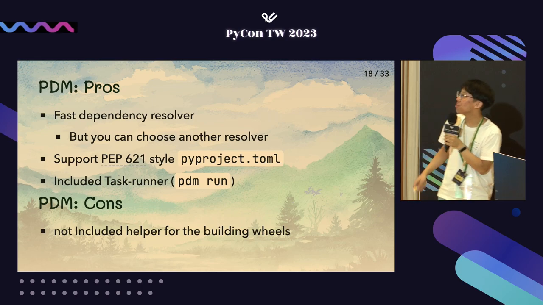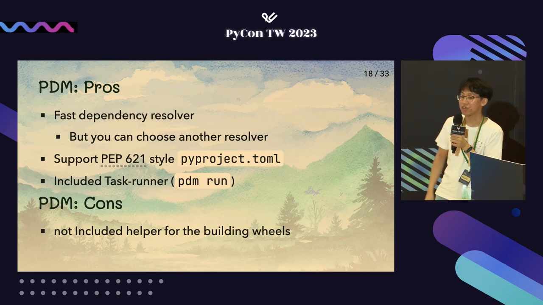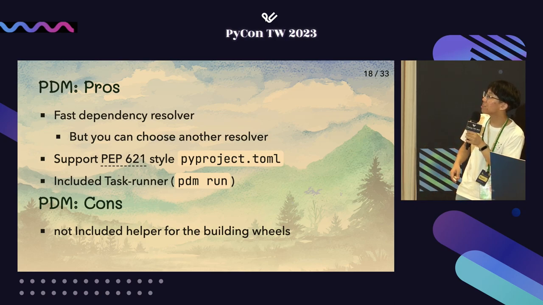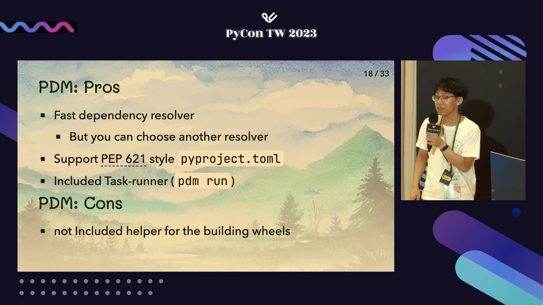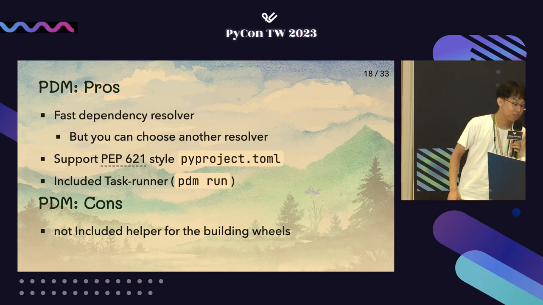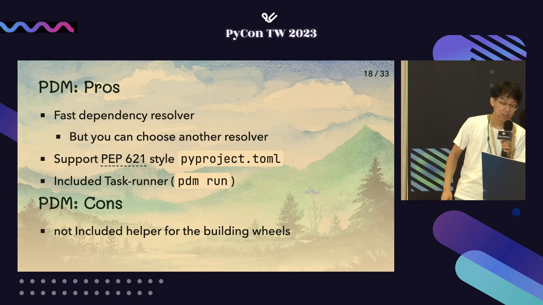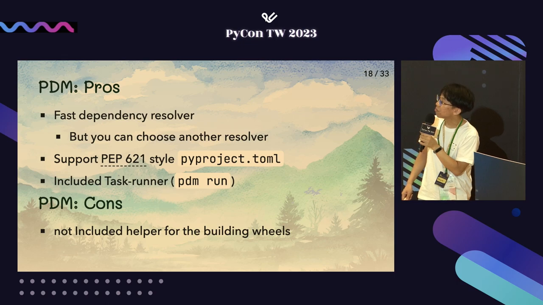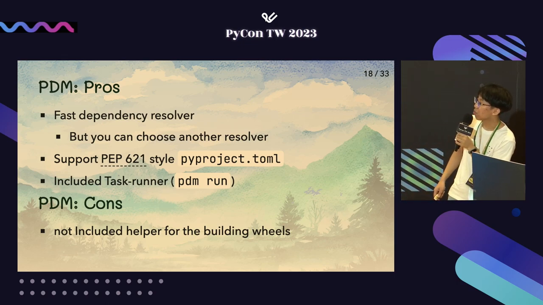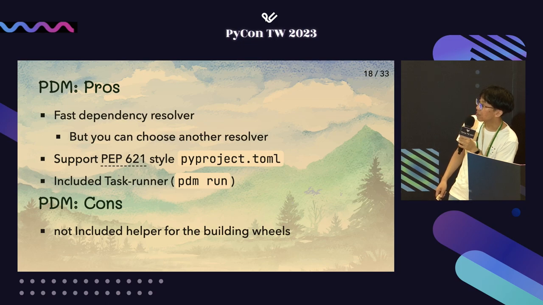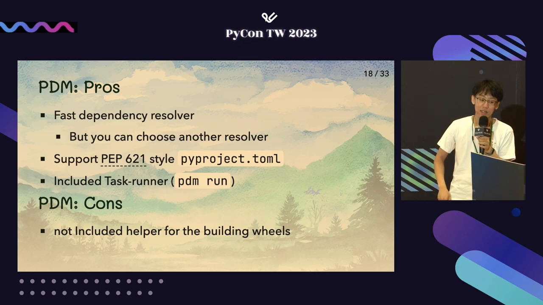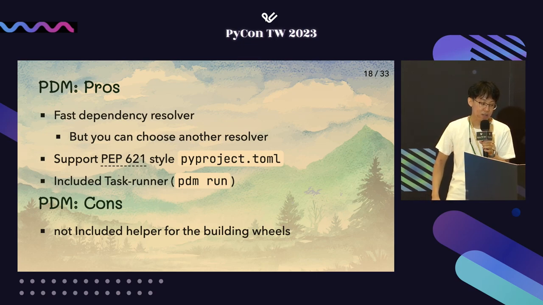PDM has a fast dependency resolver, but please note that it's optional. You can choose another resolver, such as setuptools. It is very configurable, which is a big benefit. It also supports PEP 621 style pyproject.toml, so it appeared after this PEP was accepted.